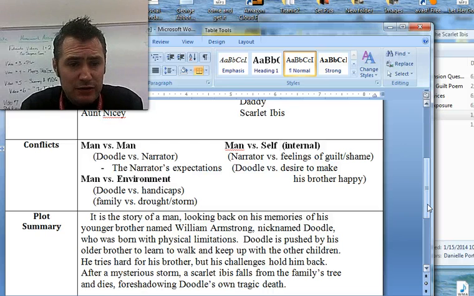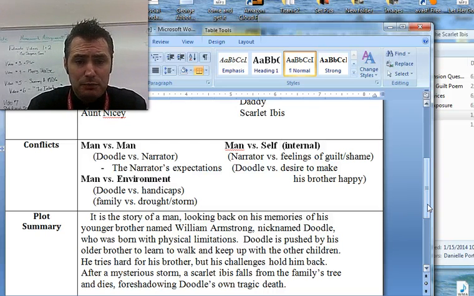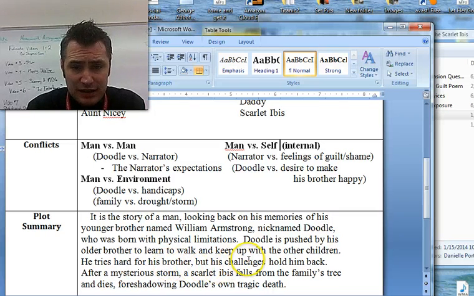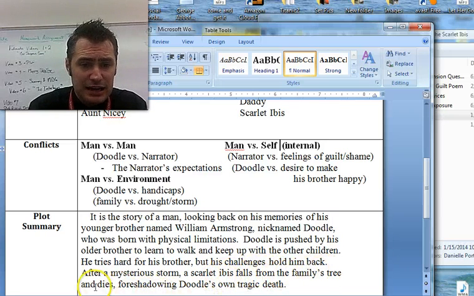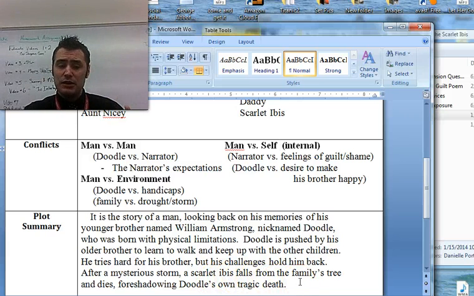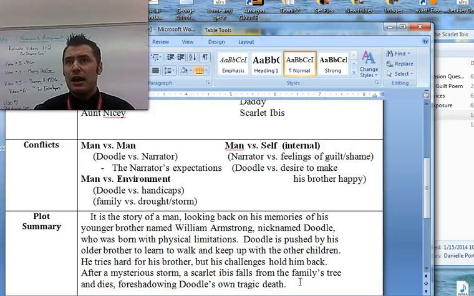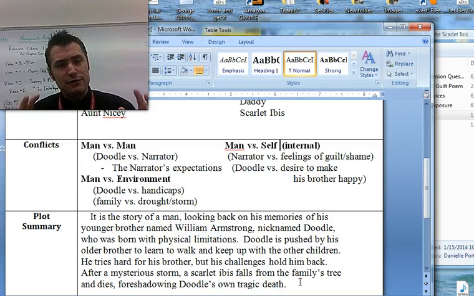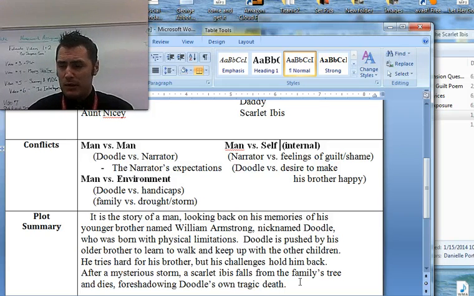Doodle was pushed by his older brother to learn to walk and keep up with the other children. He tries hard for his brother, but his challenges hold him back. After a mysterious storm, a scarlet ibis falls from the family's tree and dies, foreshadowing Doodle's own tragic death. I know that seems pretty early in the story, but it foreshadows a death. I know there's a lot of other things that build up and great plot in there, but that's a sufficient summary. It gets us to the point where we know that bird dying will symbolize him later.